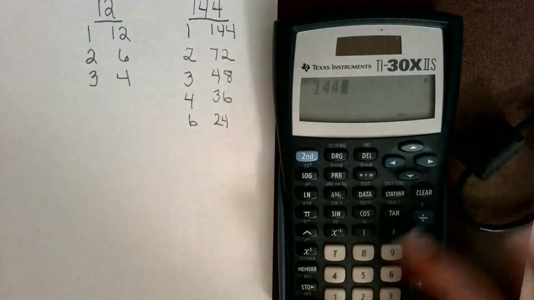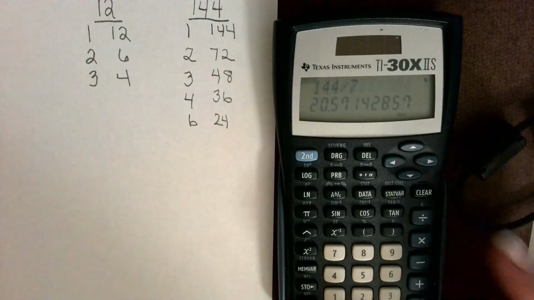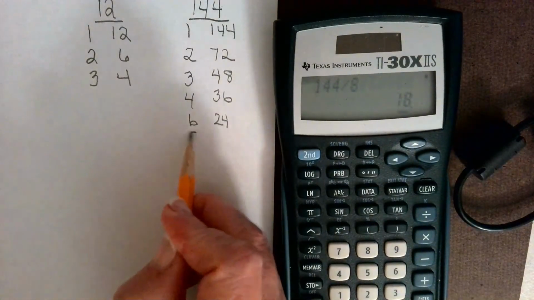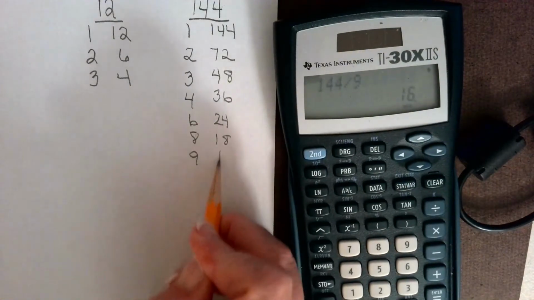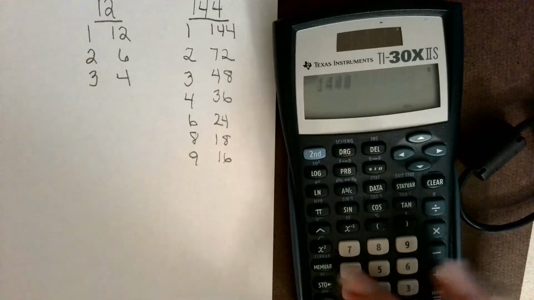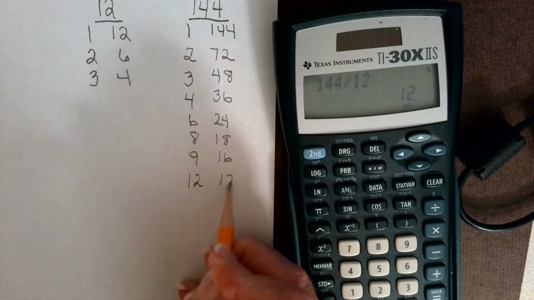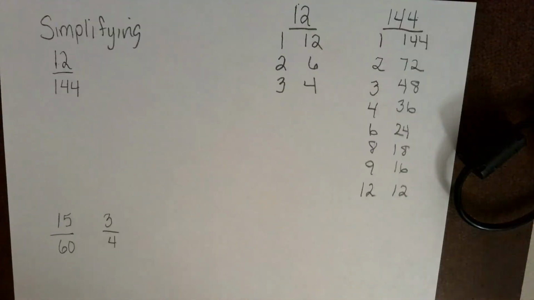Try to divide by 7. That ends up with a huge decimal. 144 divided by 8 is 18, so 8 and 18. 144 divided by 9 is 16. 9 times 16. 144 divided by 10 is going to give us a decimal. 144 divided by 11, that's going to give us a decimal. 144 divided by 12 is 12. And once we've got a double or a repeat, then that's over. So those are our factors.